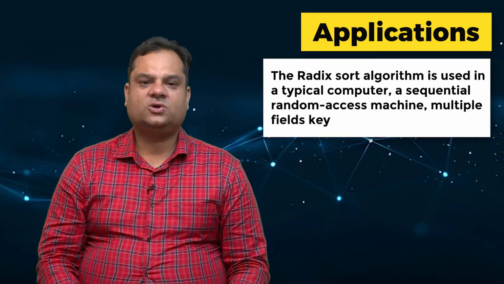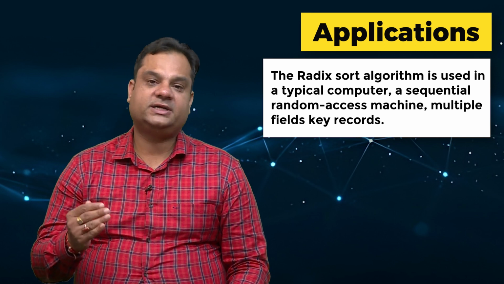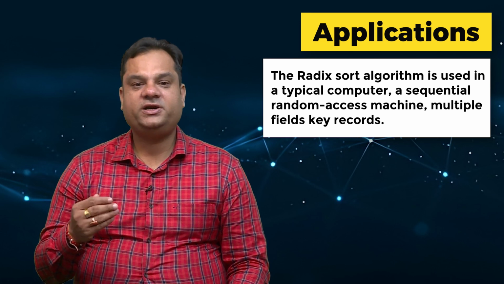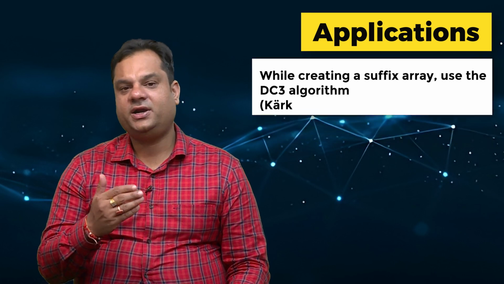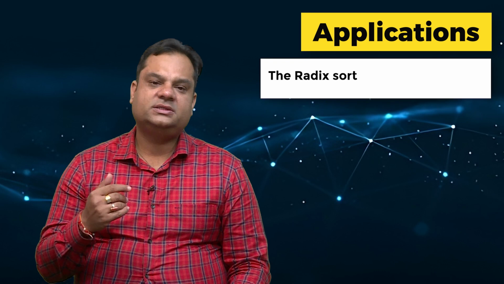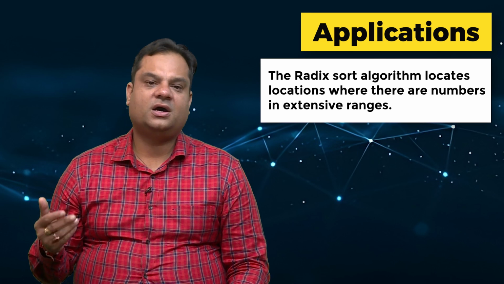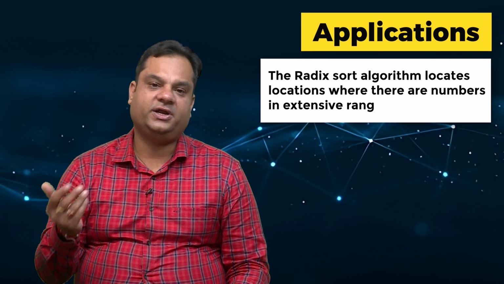Now that you have explored the benefits and drawbacks of the Radix sort algorithm, look at some of its applications. So, applications of the Radix sort algorithm. The Radix sort algorithm is used in a typical computer, a sequential random access machine, and multiple fields key records. While creating a suffix array, use the DC3 algorithm. And the Radix sort algorithm locates places where there are members in an extensive range.